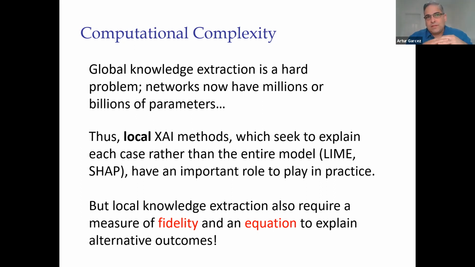So instead of global methods, which seek to explain the entire model and derive such symbolic representations for the entire model, in local XAI, we seek to explain each case. And this is where you have the popular methods LIME and SHAP. And these have an important role to play in practice. But these local methods also require a measure of fidelity and an equation, a description to explain their alternative outcomes.